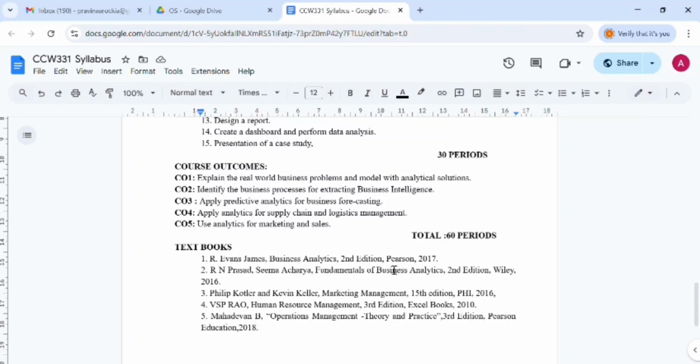And these are the textbooks. The first textbook itself covers all the units. All the textbooks have wonderful material to refer to. This video is meant to give an introduction to the subject business analytics, so that before coming to college, before starting the syllabus, you know the overview.